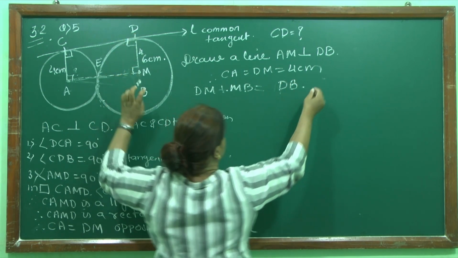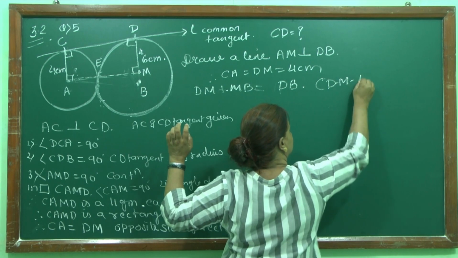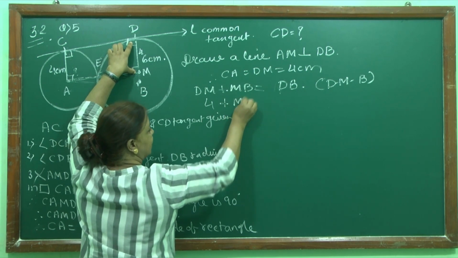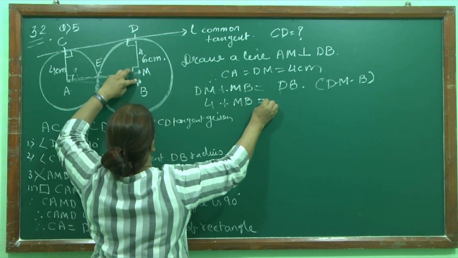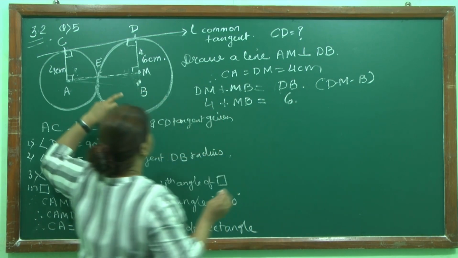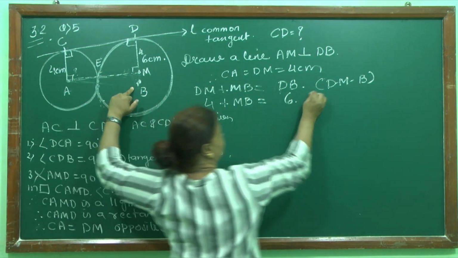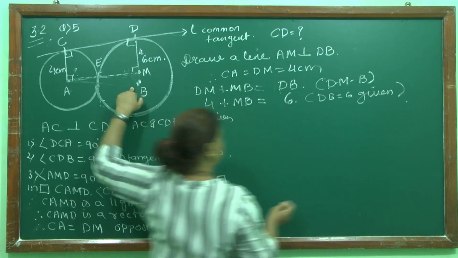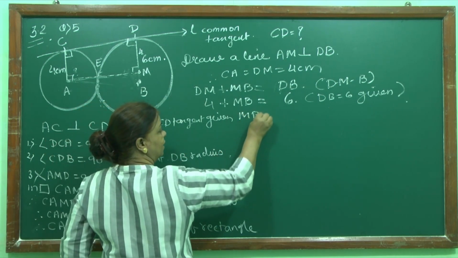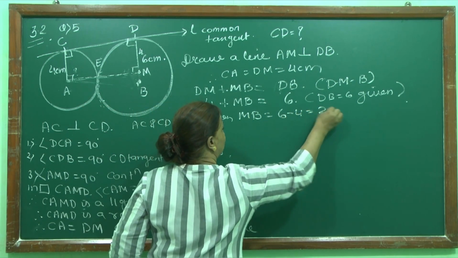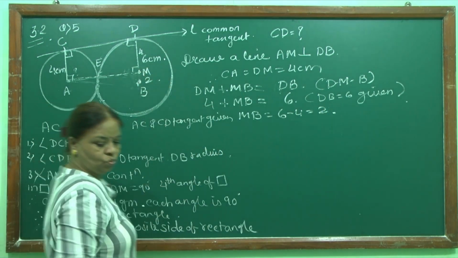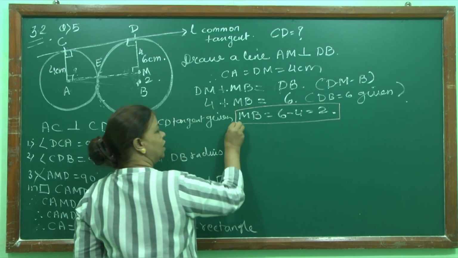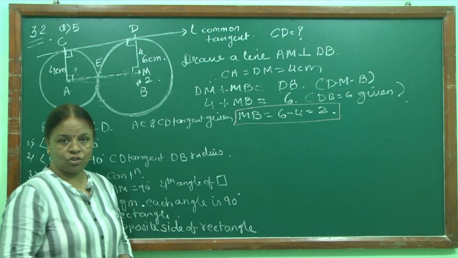Because D, M, B are collinear, we can add them. And DM we got 4. So now we will be getting MB. DB is equal to 6. We know the radius is given as 6. We can write here DB is equal to 6, given radius. So MB I will be getting 6 minus 4, which is equal to 2. I got MB as 2. Let me write it and box it with the colored chalk. So MB we got as 2.